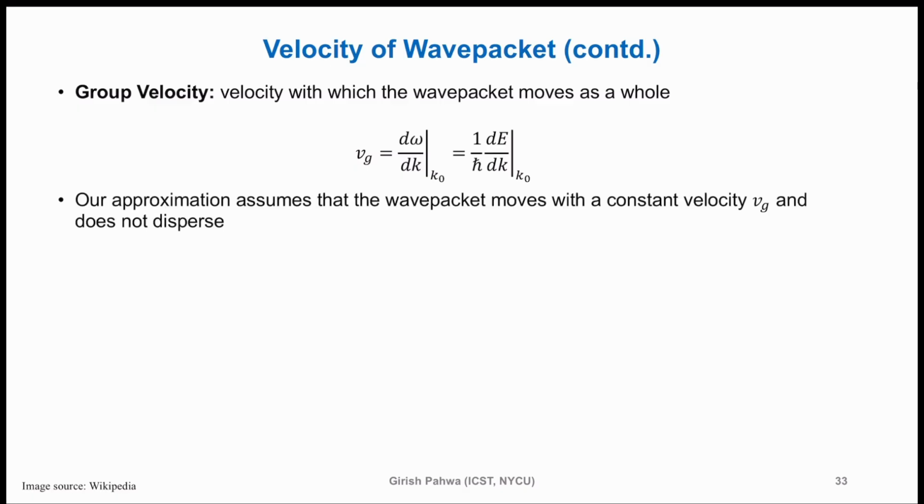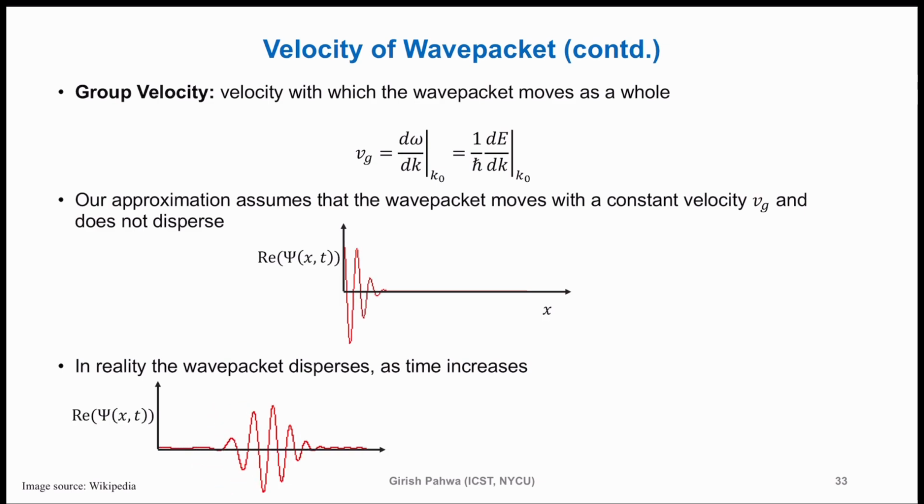So in our approximation, we assume that the wave packet moves with a constant velocity Vg because we linearize the relationship between omega and k, or E and k. That gave us a constant velocity Vg, and in our approximation we will have a picture like this. So my wave packet, it's moving but it's not falling apart, right? It's not dispersing, but in reality that's not how it works. You still have some dispersion. That's why the name dispersion relation. That's the relationship that's going to disperse everything.